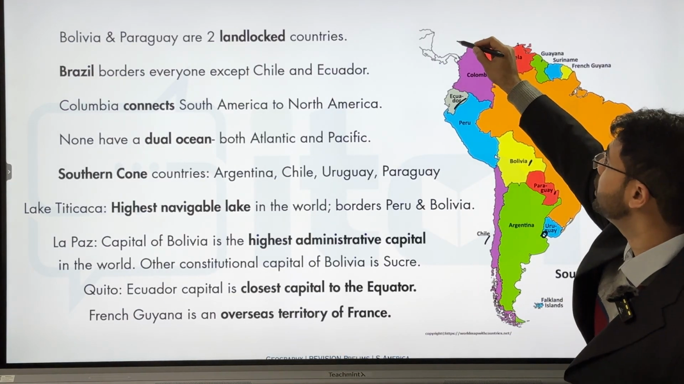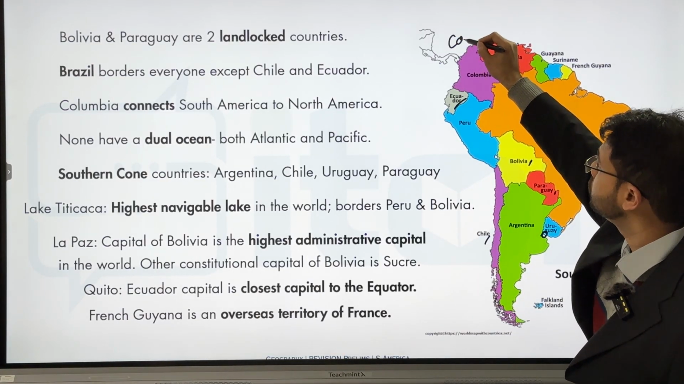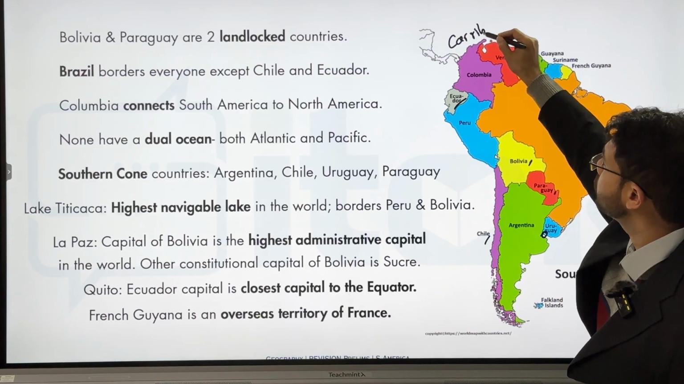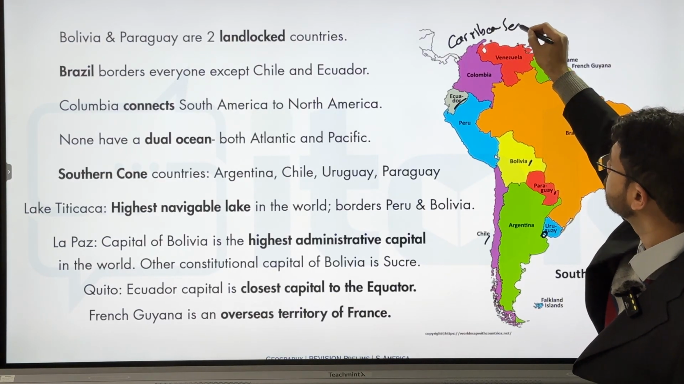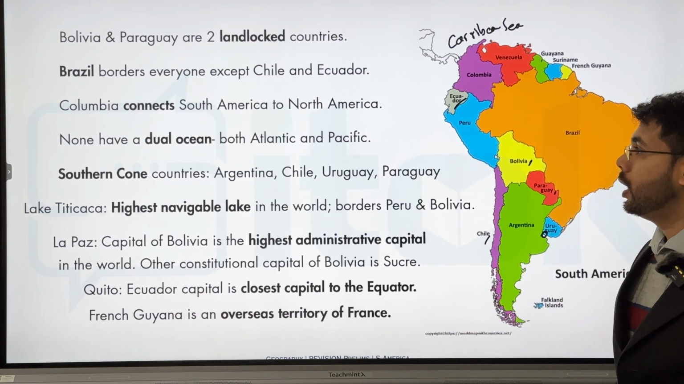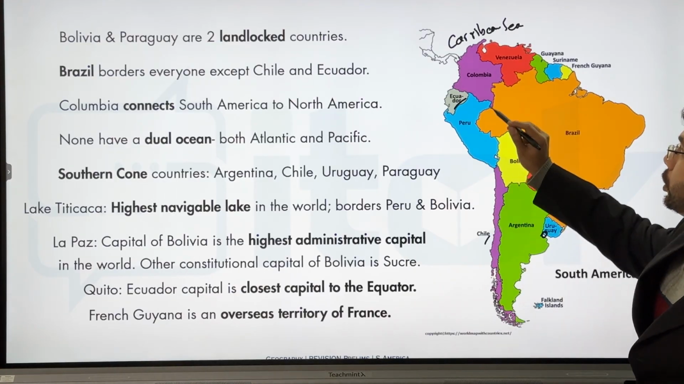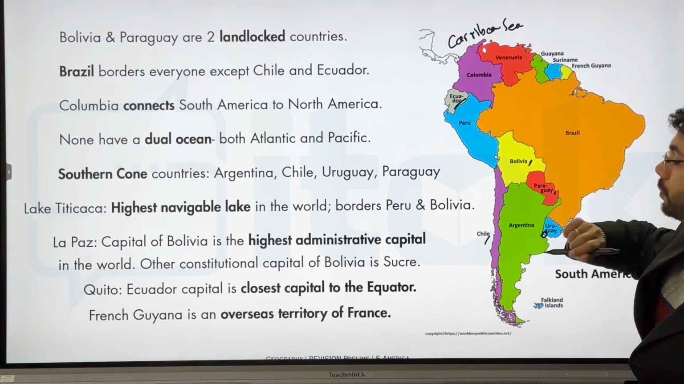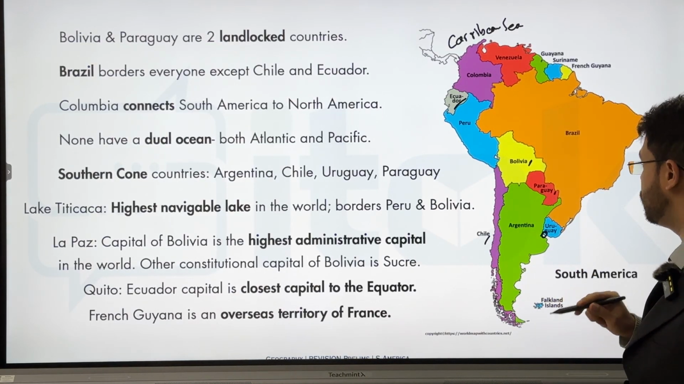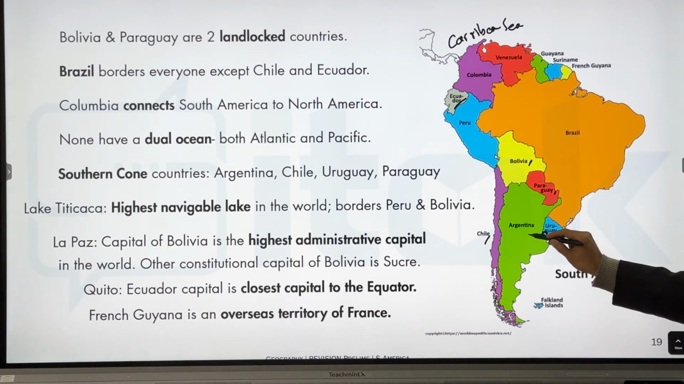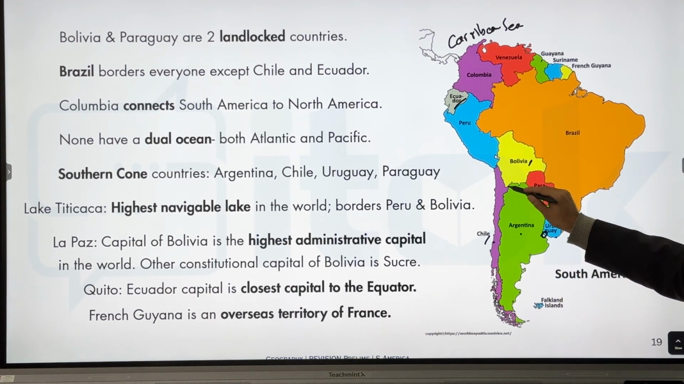Colombia opens to the Caribbean Sea, not the Atlantic Ocean. Colombia connects South America to North America. And the southern cone countries, which I had said, are Argentina, Chile, Uruguay and Paraguay. So Bolivia is considered as the boundary.